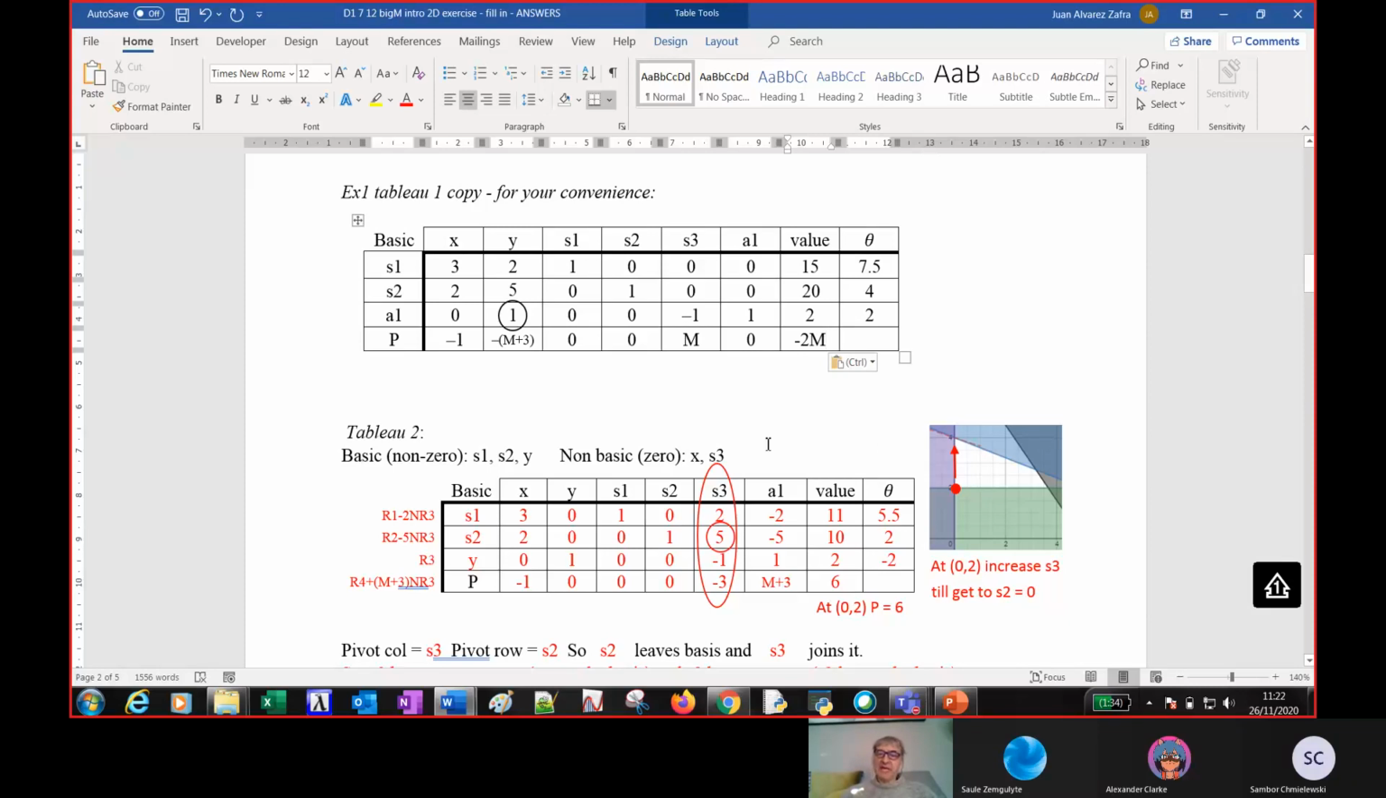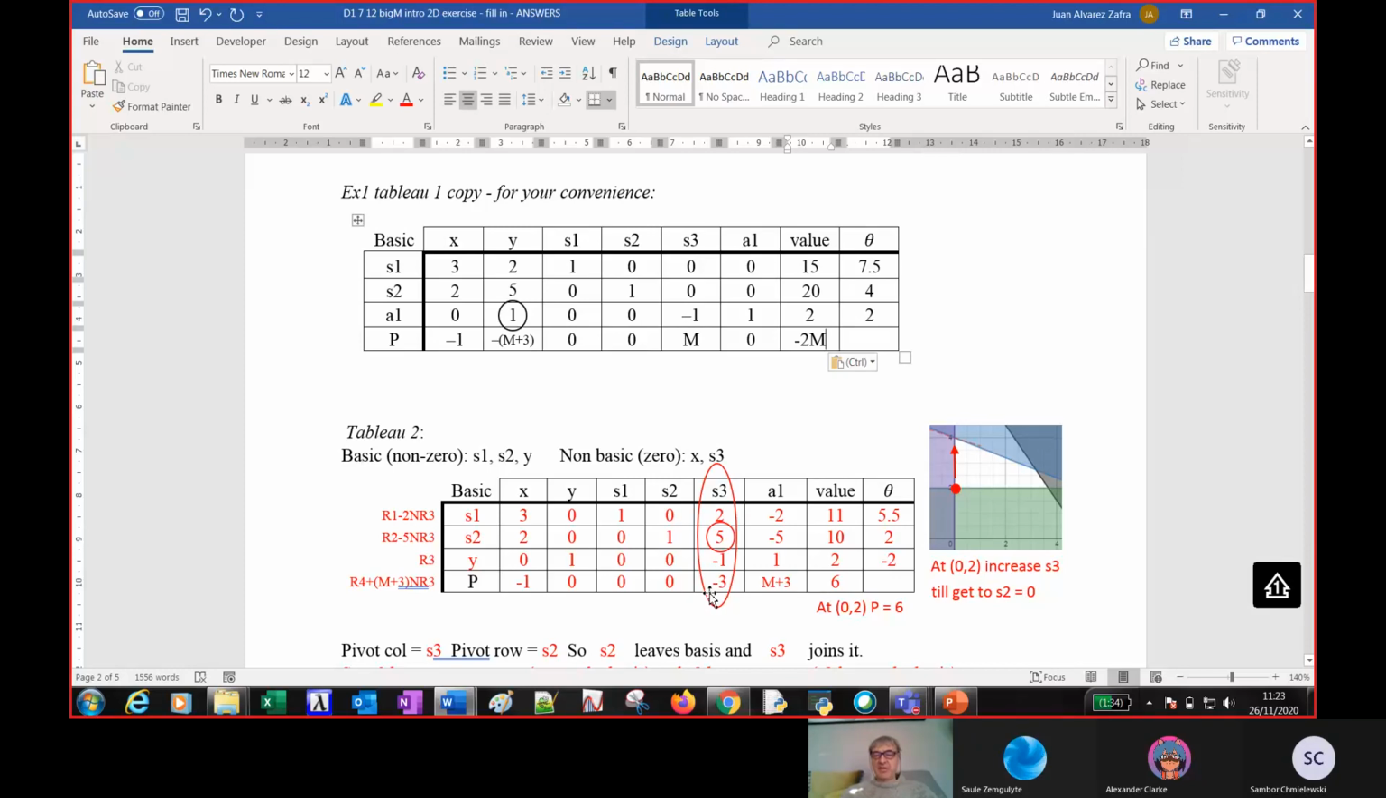So now we have the values here. And notice that we can read off here the fact that we're at y equals 2, x equals 0, and p equals 6. So we're at precisely this point here. We now work out the theta values. How do we do that? Well, we look at each of the columns in the p row, and then -1 and -3. The highest negative value is the -3, so that becomes the pivot column.